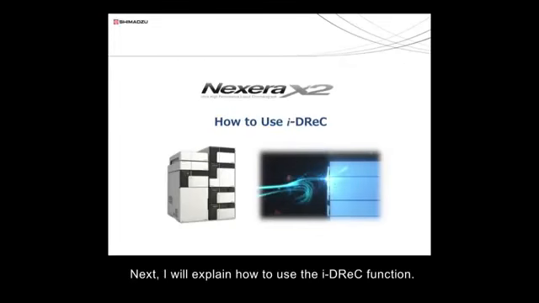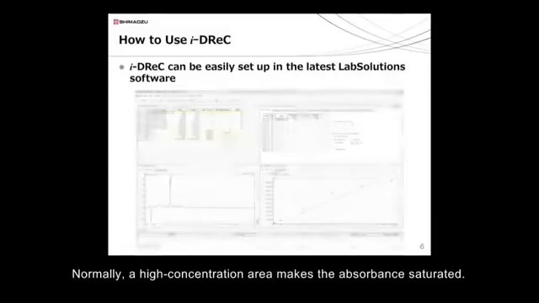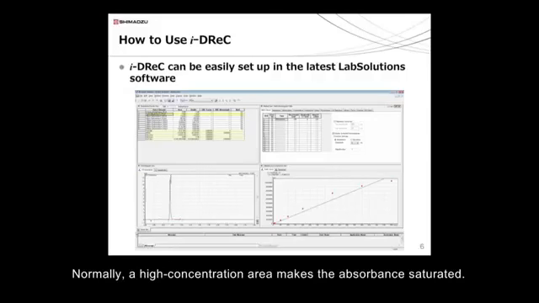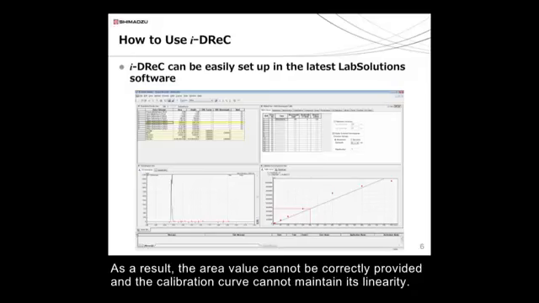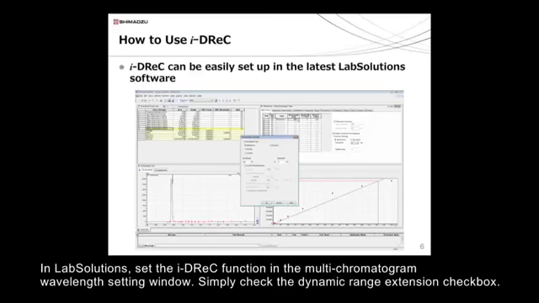Next, I'll explain how to use the DReC function. Normally, a high concentration area makes the absorbance saturated. As a result, the area value cannot be correctly provided, and the calibration curve cannot maintain its linearity. In LabSolutions, set the DReC function in the multichromatogram wavelength setting window. Simply check the dynamic range extension checkbox.